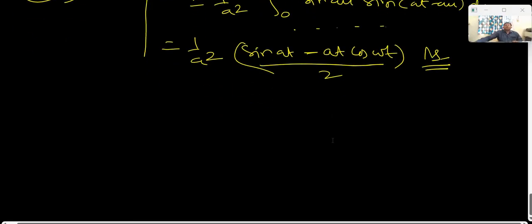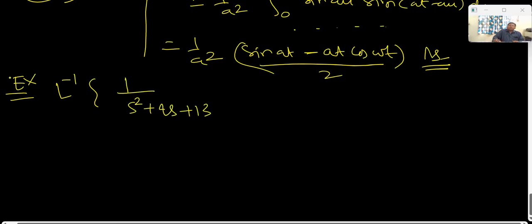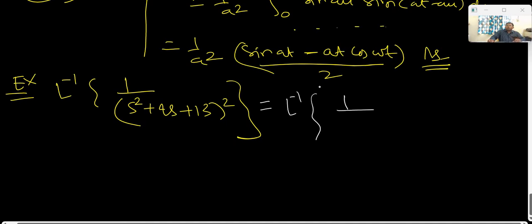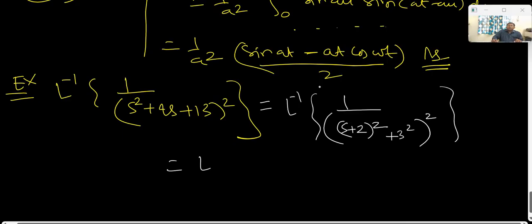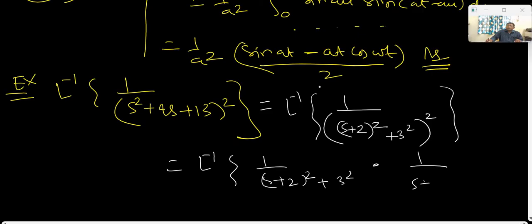Similarly, suppose I ask you one more problem. One more example is, you find the Laplace inverse of 1 by (s square plus 4s plus 13) whole square, right? So how to overcome it? This is equal to L inverse of 1 by ((s plus 2) whole square, then it is 4, remaining 9, plus 3 square) whole square, right? Then you split it here. So this will be L inverse of 1 by ((s plus 2) square plus 3 square) into 1 by ((s plus 2) square plus 3 square). So to get a pattern here, you multiply 3 here, to make it balance, you divide 9 here, is it not?